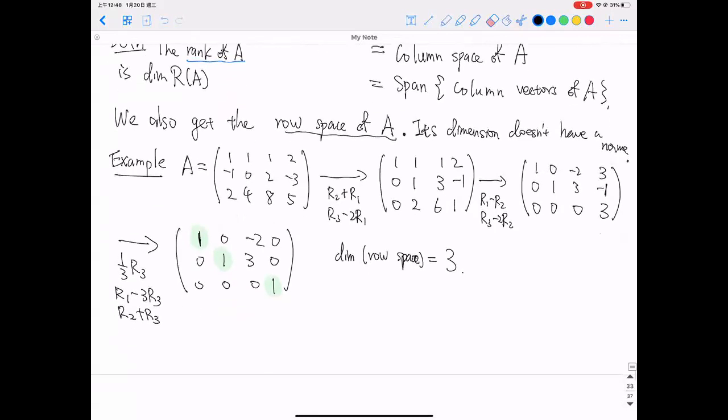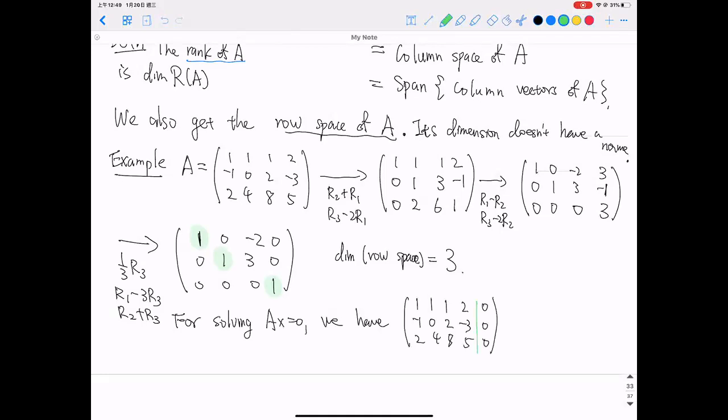And the whole process will not change that column, so you just end up getting this system with zeros here. So for solving AX equal to 0, we have the augmented matrix 0, 2 minus 3, 5, 0, 0, 0, and that just turns to 1, 0, 0, 0, 1, 0, minus 2, 3, 0, 0, 0, 1, finally 0, 0, 0. Okay, so you can then read out the solutions.